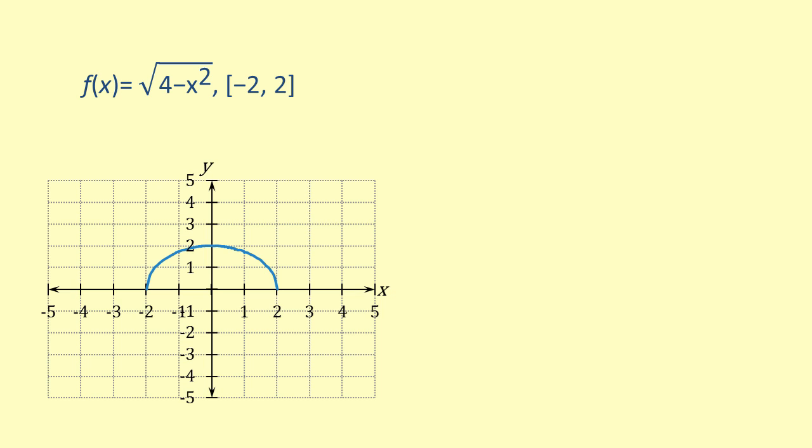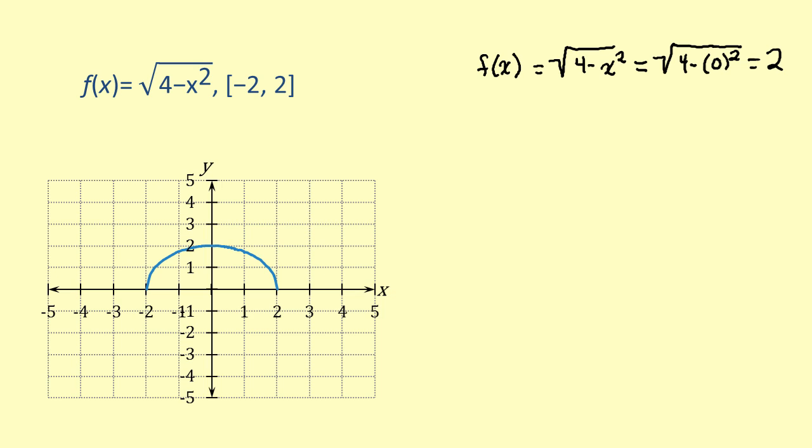Let's substitute 0 into the given function. Substituting 0 for x results in the square root of 4 minus 0 squared. We know that 0 squared is 0, so you're left with the square root of 4, which is 2. So there is an absolute maximum of 2 when x equals 0.